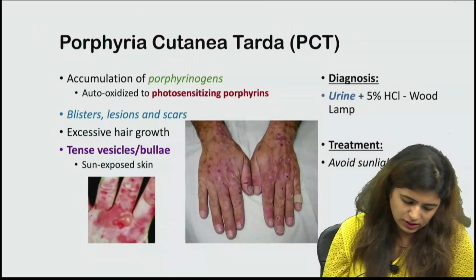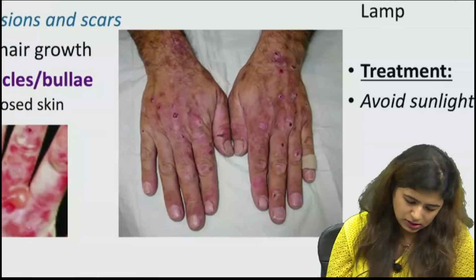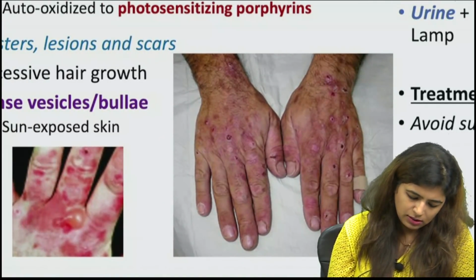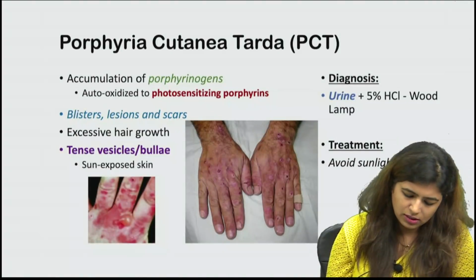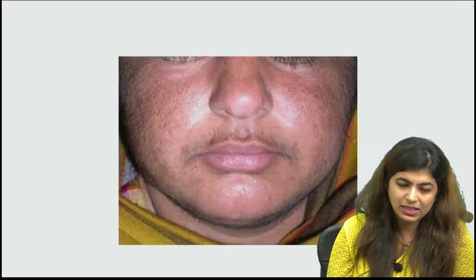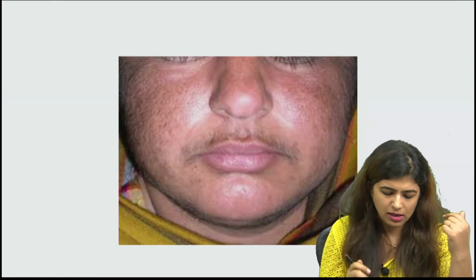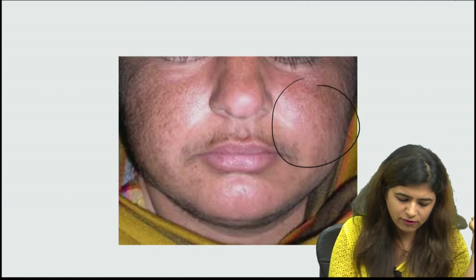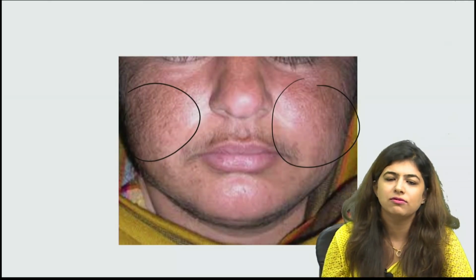PCT. I have some images to show to you. These are the blisters which are developing on the hands and the feet. And this is the face which shows hypertrichosis, that is increased hair and thickening of skin. This is also called the Wolverine facies.